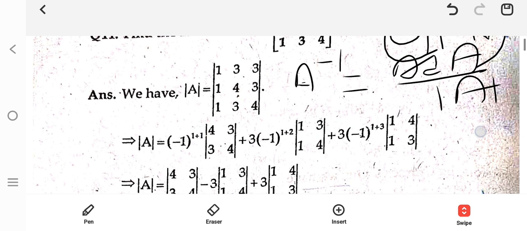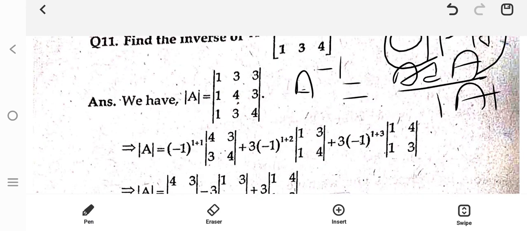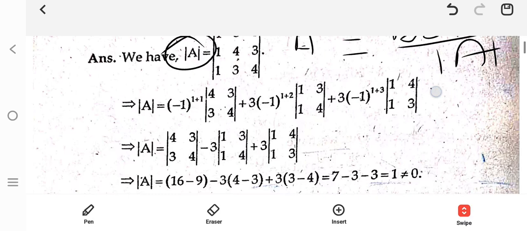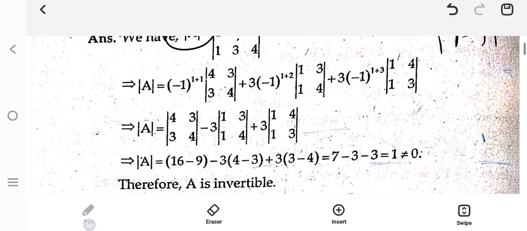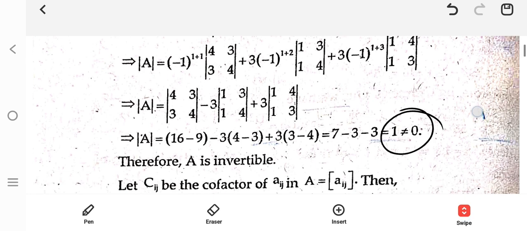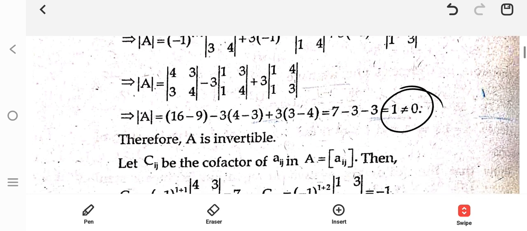So first, we have taken the determinant of A, and by expanding it, we have 1. So 1 is not equal to 0, and as 1 is not equal to 0, this is a non-singular matrix. In the previous lecture, we already learned that if the determinant of A is not equal to 0, it is a non-singular determinant, and the inverse of a matrix exists only for a non-singular determinant, right?